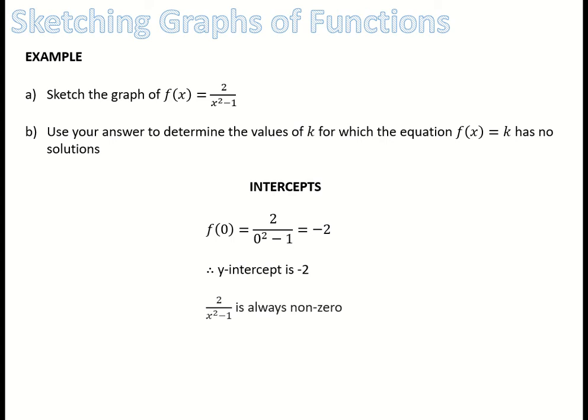So the y-intercept is at minus 2, and then we need to see if there are any x-intercepts. Okay, so if there are x-intercepts, then we want the function to equal 0. But because it's 2 divided by something, that will never equal 0, then the function is always non-zero, in which case there are no x-intercepts.